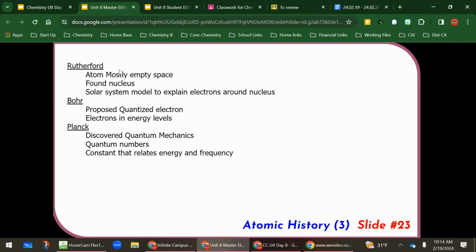Okay? And it may be moving from an S to a P, an S to a D, might be moving from the third to the fourth energy level, third to the fifth. They only moved in certain ways.